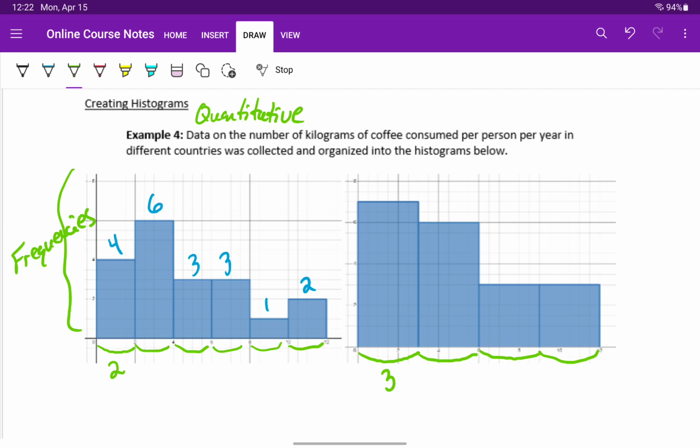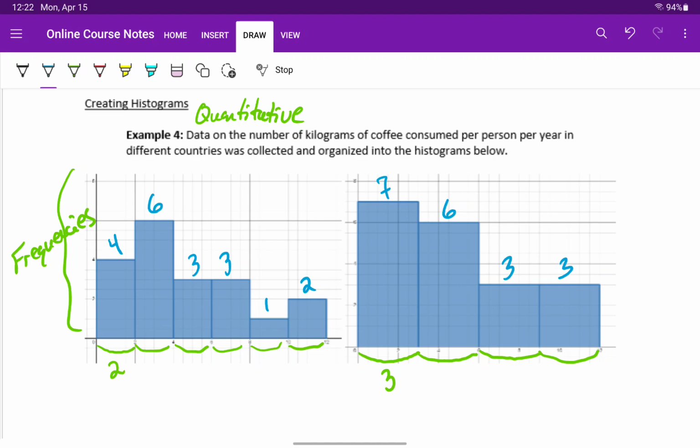Previously, if individuals in a country consumed between 0 and 2 kilograms of coffee a year, they went in that first bin. In our second graph, now it's anyone where individuals consume between 0 and 3 kilograms of coffee per year. And that changes our frequency, so we get a frequency of 7, 6, 3, and 3. So histograms can change shape, the picture can adjust depending on the bin width that we use. So we need to think about the bin width that we use.